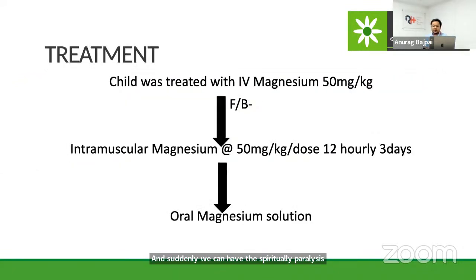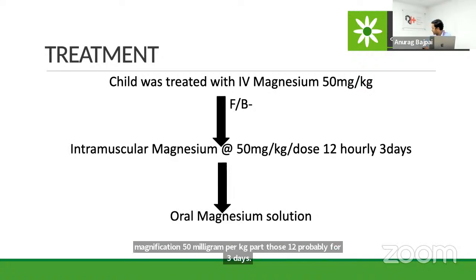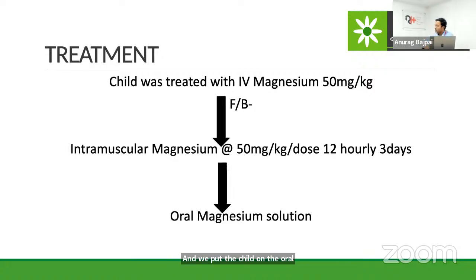Apart from the other supportive management, we gave the patient potassium supplementation and calcium supplementation, along with IV magnesium, followed by intramuscular magnesium 50 mg per kg per dose, 12 hourly for 3 days. And we put the child on oral magnesium solution. The child showed a dramatic response to the magnesium therapy. After a stormy course of about 15 days, he improved gradually and was discharged in a hemodynamically stable condition.